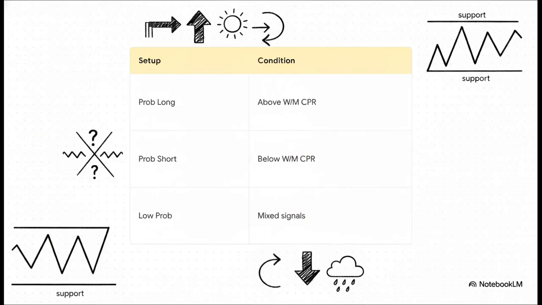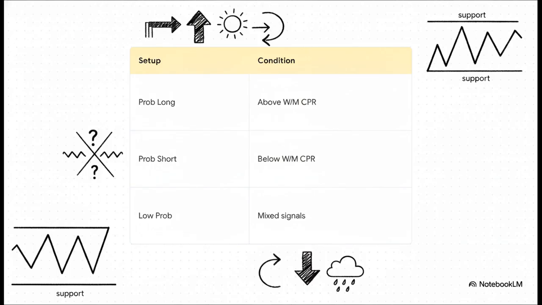Now, what's really interesting about this setup is that the CPR isn't just for fast-paced day traders. Swing traders can use this too, just by zooming out. If you want a high-probability long setup, you look for conditions where both your hourly and daily charts are trading above the weekly and monthly CPR levels. If everything is aligned above those higher time frame pivots, your directional bias is incredibly strong.